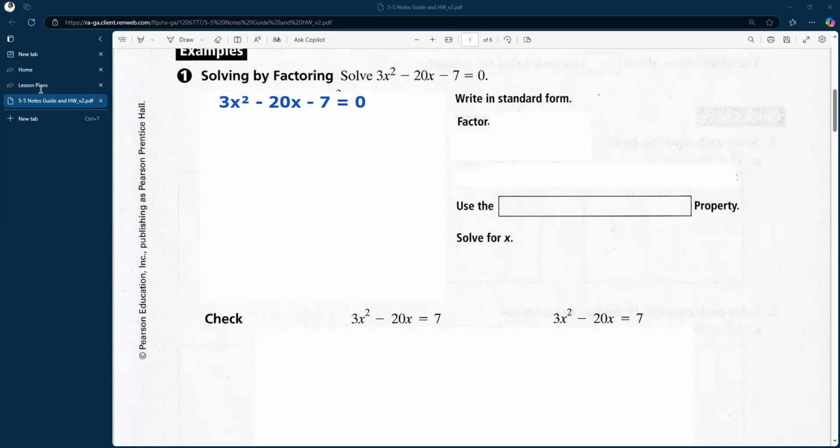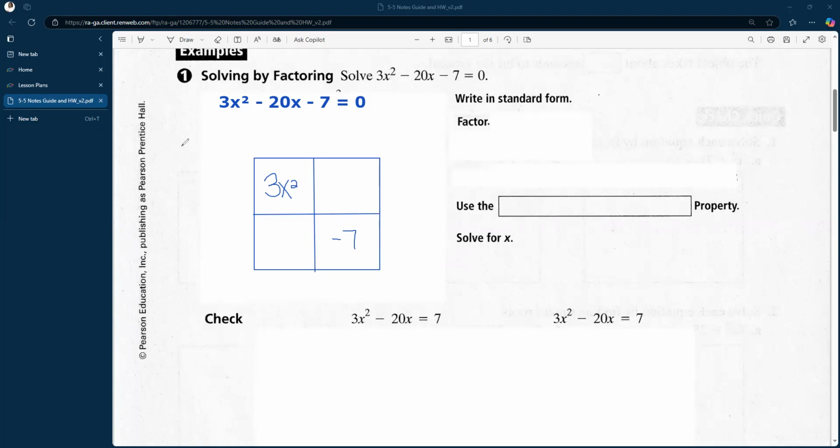So make sure that you do write your quadratic in standard form first. Second, factor. You can use the method that you are most comfortable with. I'm going to use the box method. I like the box method. However, you can use the procedure that you like best. So for the box method, I write the first term, my A term, in the first box, and the last term, my C term, in the last box. I multiply those two together.